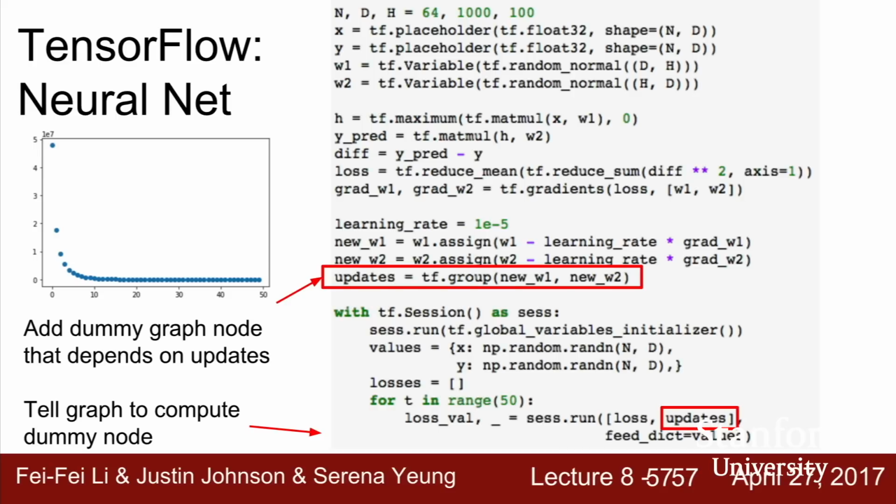So there's a little trick you can do instead, which is that we add a dummy node to the graph with these fake data dependencies. And we just say that this dummy node, updates, has these data dependencies of new w1 and new w2. And now when we actually run the graph, we tell it to compute both the loss and this dummy node. And this dummy node doesn't actually return any value. It just returns none. But because of this dependency that we've put into the node, it ensures that when we run the updates value, we actually also run these update operations. So, question?